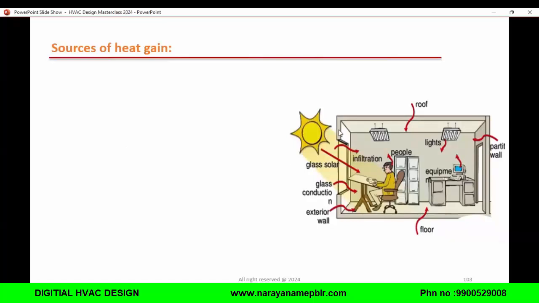Outside you have heat radiation, which will try to transfer through. If you have any glass partition, it will enter. If you have any wall, roof, floor, or partition, all external sources will try to enter. So we'll add all the external sources of heat gain and all the internal sources. Based on how much heat gain we are getting, we will design. We will get the tonnage.